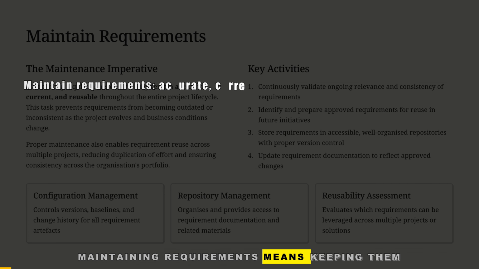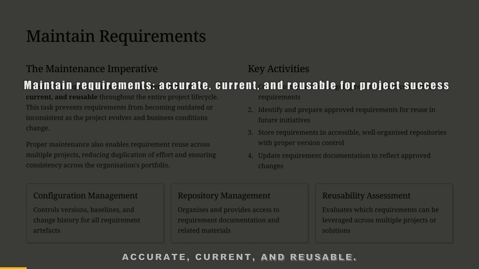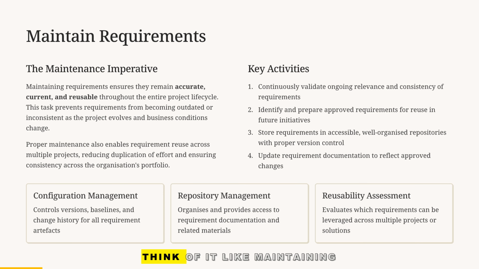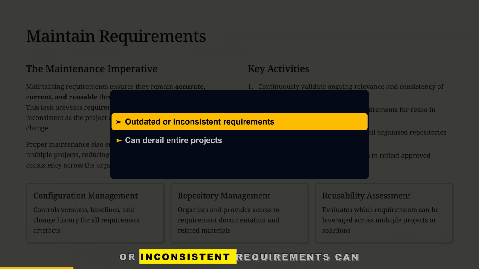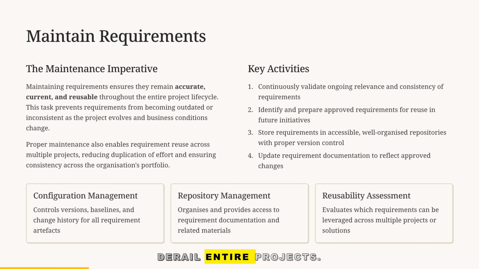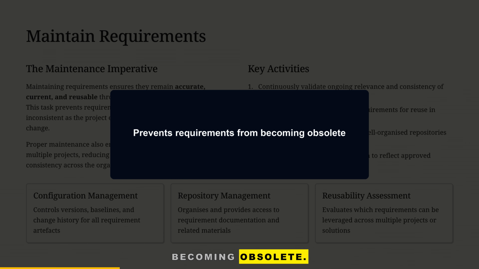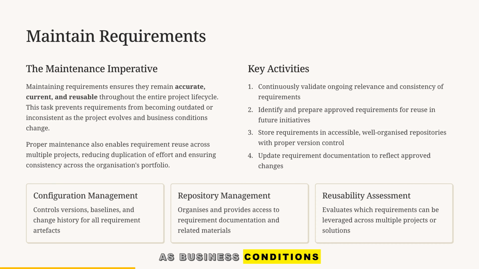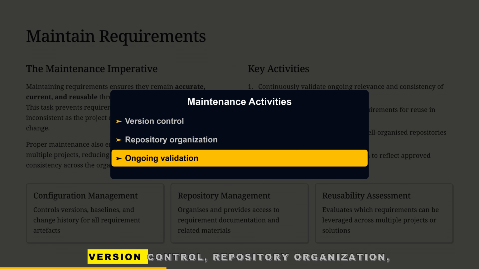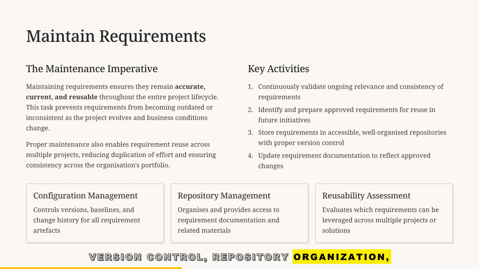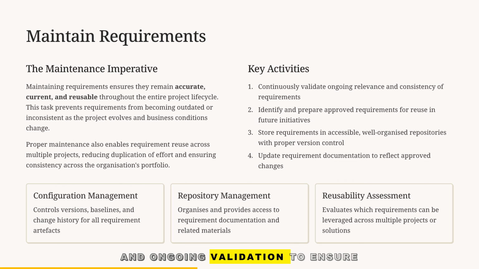Maintaining requirements means keeping them accurate, current, and reusable. Think of it like maintaining data quality. Outdated or inconsistent requirements can derail entire projects. This task prevents requirements from becoming obsolete. As business conditions or technologies change, good maintenance involves version control, repository organization, and ongoing validation to ensure relevance.